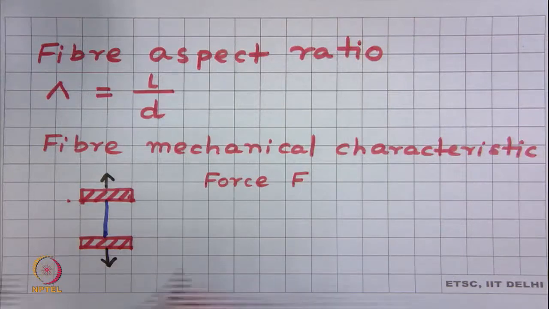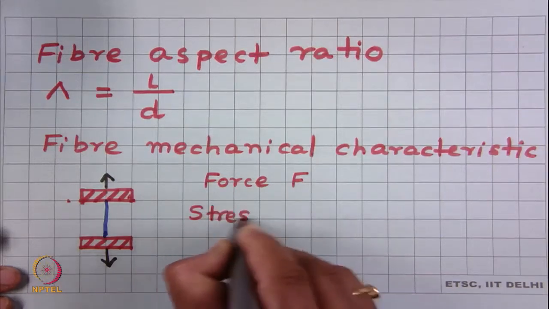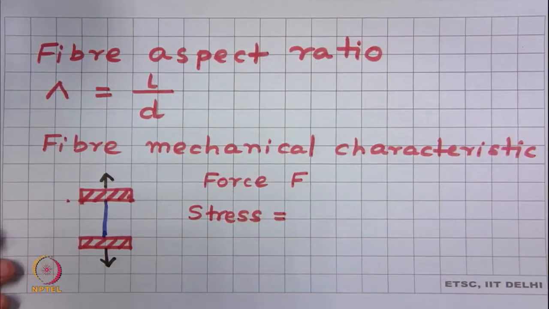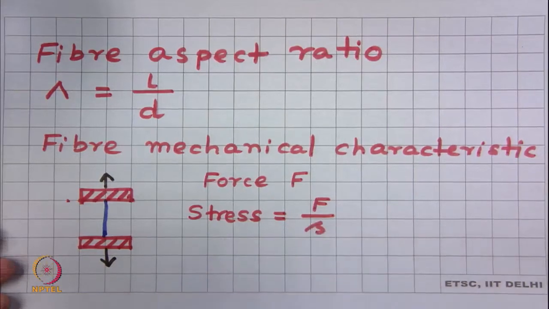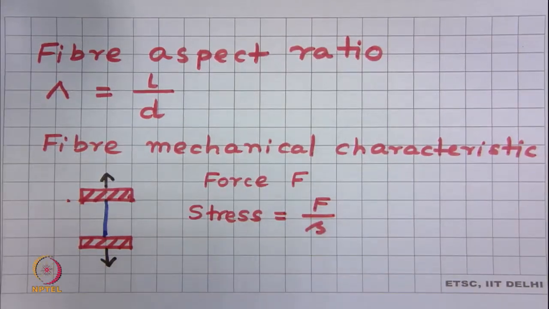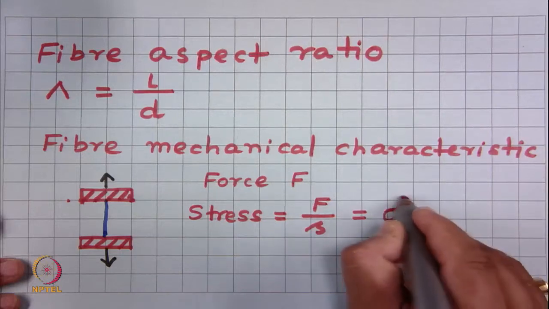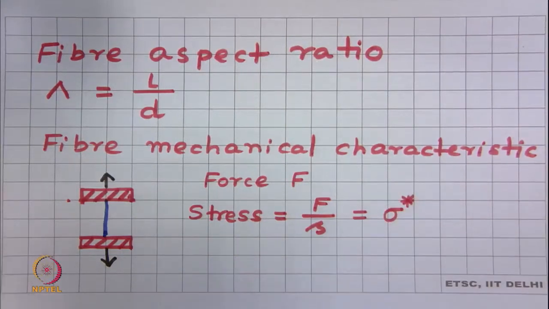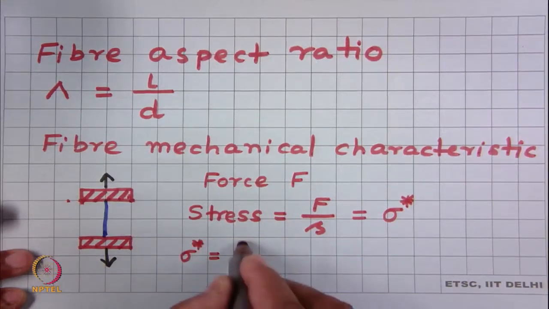Then what is the stress? It is force divided by cross sectional area. So, that is called engineering stress. Let us use a symbol sigma star to denote engineering stress. Okay, so sigma star is F by S.